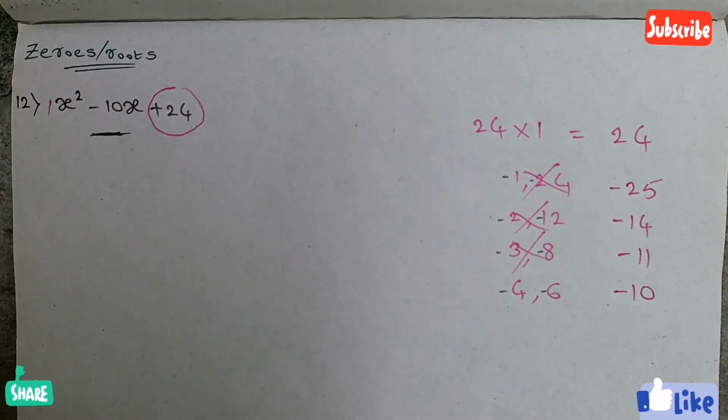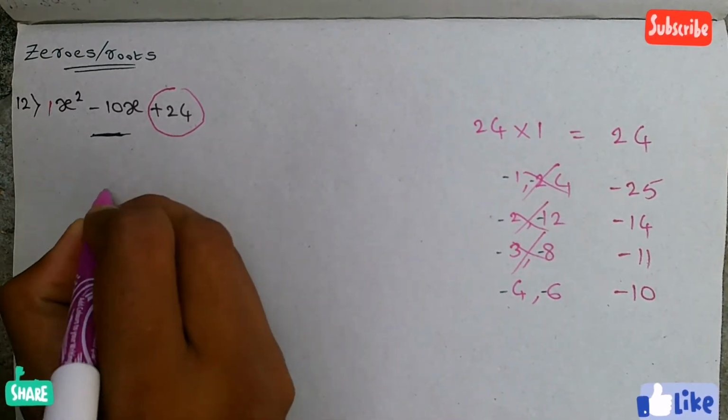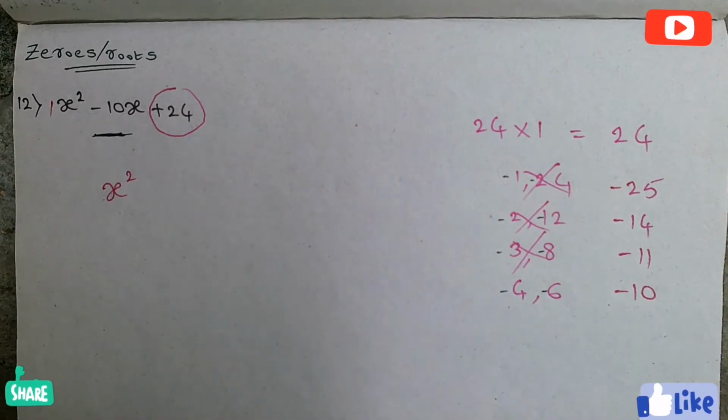So now write the first term as it is, that is x square. Second term we have minus 10x.